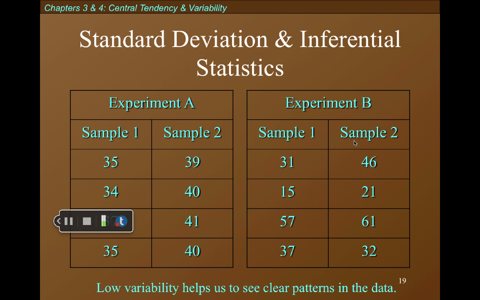In experiment B, the scores are much more spread out. And it's a lot harder to just glance at that data in experiment B and say that sample 2 has higher scores than sample 1. And the reason it's harder is because they're so spread out. So look at this sentence at the bottom. Low variability helps us to see clear patterns in the data. On the left, we have low variability, and the pattern is much clearer.